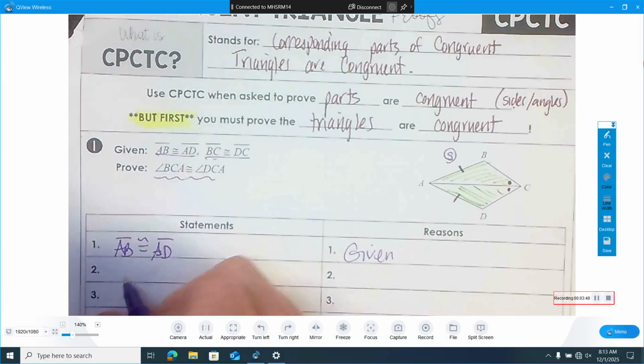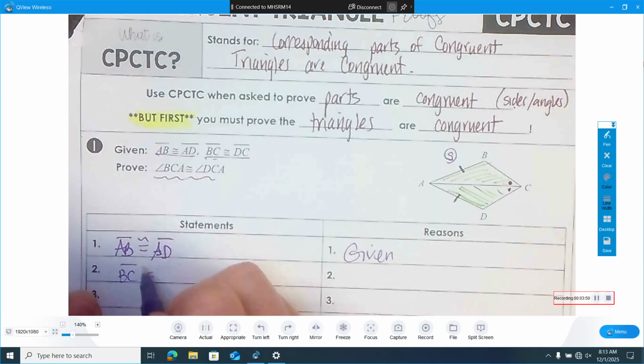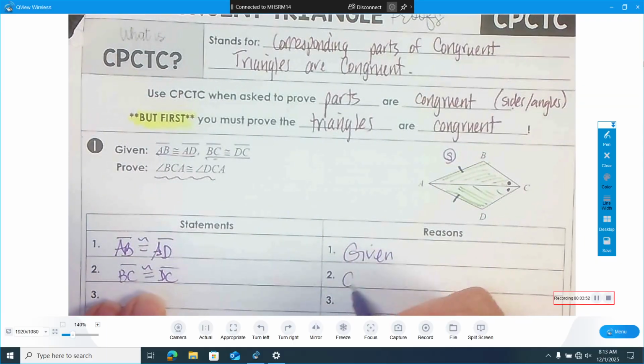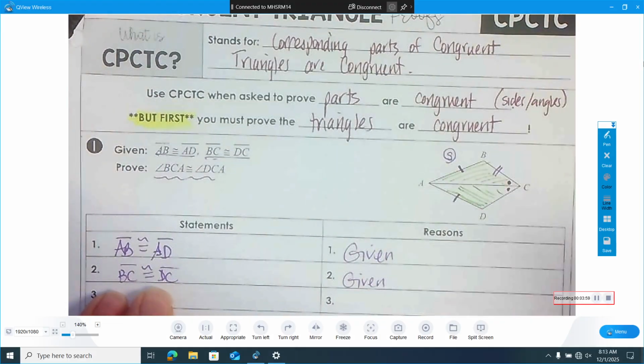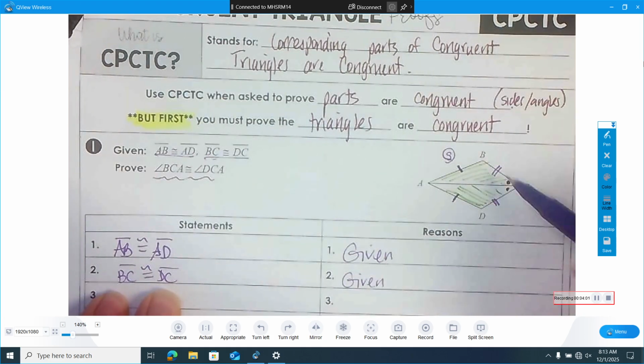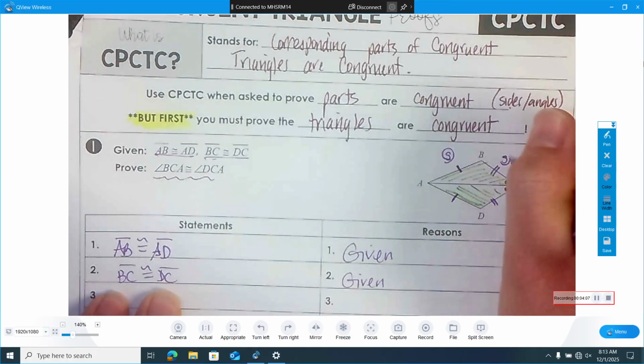All right, let's see. We also know that segment BC is congruent to segment DC. That has also been given to us. And then again, I also am going to mark it up. BC is congruent to DC. And again, I'm using a different set of markings because they're a different set of sides, right? So again, that is another pair of sides.